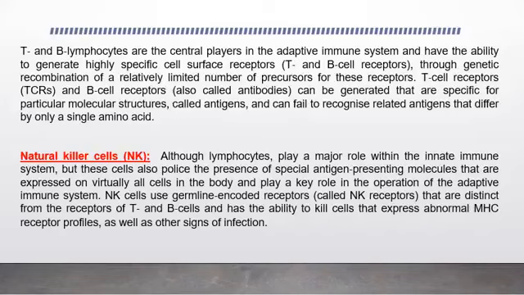And then through the genetic recombination of a relatively limited number of precursors for these receptors, the T cell receptors and the B cell receptors as well, the T cell's are called T cell receptors, but the B cell receptors are called antibodies, and can be generated that are specific for particular molecular structures called antigens. The antigens could be proteins, amino acids or glycoproteins, and they come from bacteria, parasites, viruses, or could be cancer.